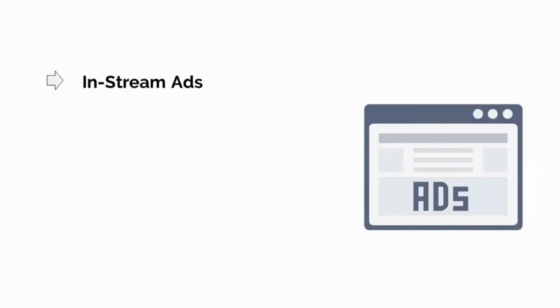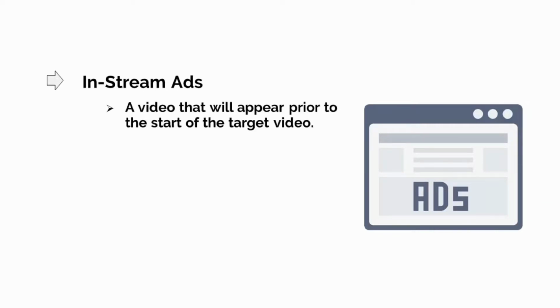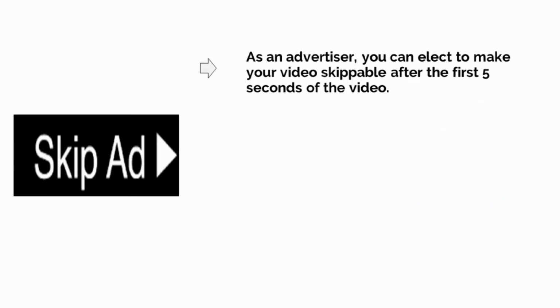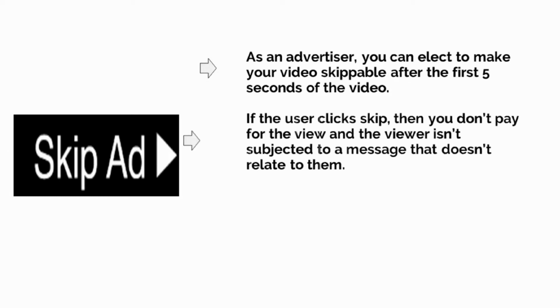An in-stream advert, for instance, is a video that will appear prior to the start of the target video. These pre-roll ads are like the adverts that play in a cinema before the main feature, but there is one key difference that benefits both the advertisers and the users, which is that the videos are skippable. As an advertiser, you can elect to make your videos skippable after the first 5 seconds of the video. If the user clicks skip, then you don't have to pay for the video and the viewer isn't subjected to a message that doesn't relate to them.